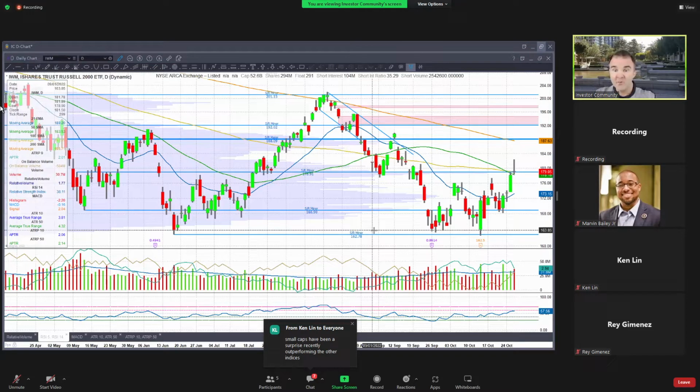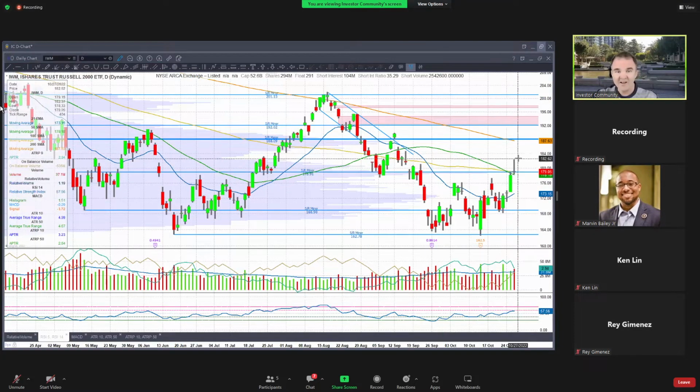And Ken says small caps have been a surprise recently, outperforming the other indices. Yes and no. I think small caps outperforming is what we expect to see, what we want to see, if a bear market is going to be putting in a bottom. Those small caps are riskier stocks, right? So if they're outperforming, then market participants have a higher risk appetite. And having risk appetite isn't bearish. It's bullish. So small caps should outperform. And them outperforming today and finishing green is good news. I'm pretty happy about that.